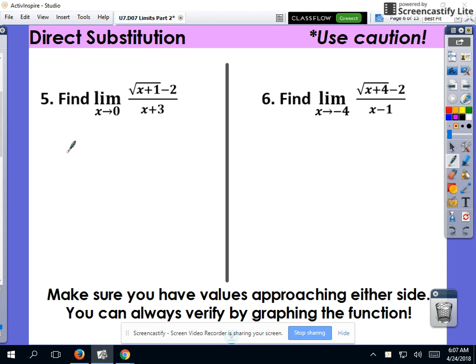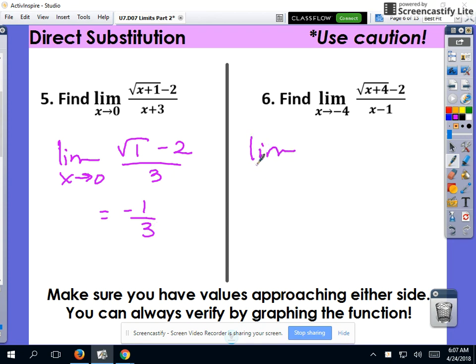For number 5, limit as x approaches 0. That's just the square root of 1 minus 2 over 3, which equals negative 1 over 3. Pretty great. For the second one, the limit as x approaches negative 4. That's the square root of 0, because those cancel, minus 2 over negative 5. And that equals 2/5.